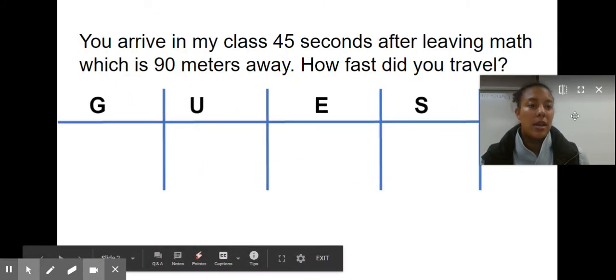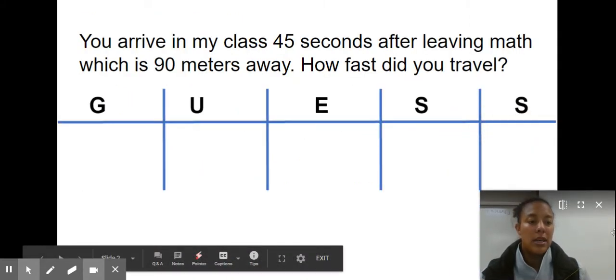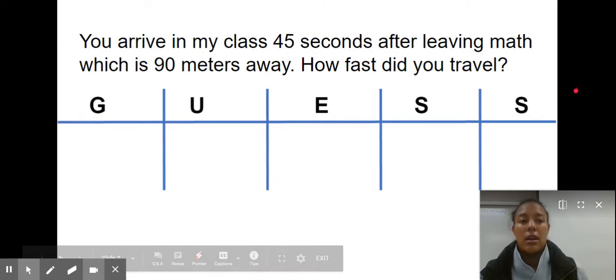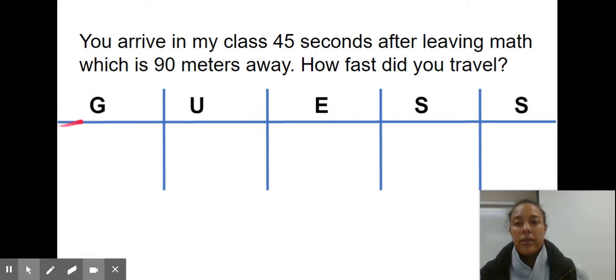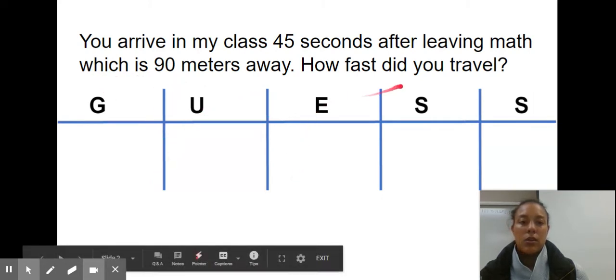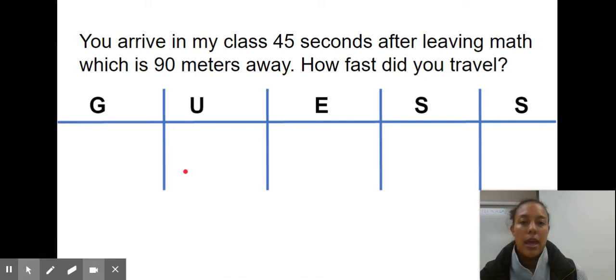So let's do a couple sample problems here so we can see what it looks like. I have written out the guess method to begin with, or you could just simply place some lines on your page to represent each of our 5 letters. You'll go through and identify each step. So here's our problem. You arrive in my class 45 seconds after leaving math, which is 90 meters away. How fast did you travel?